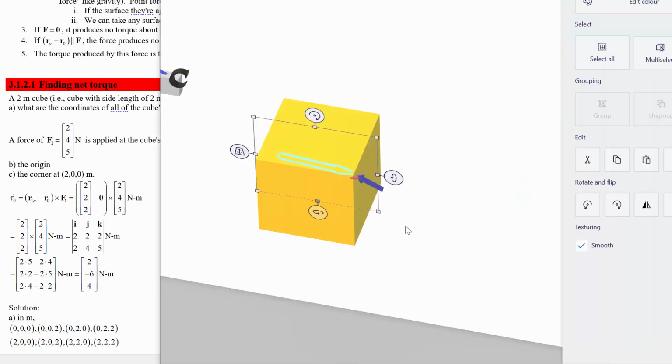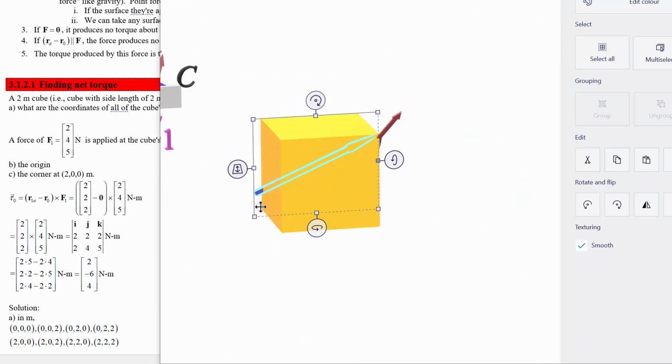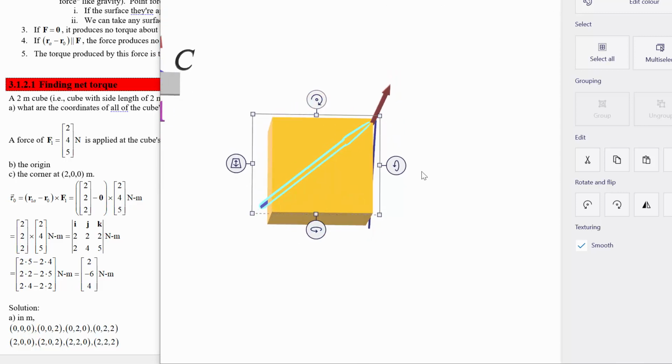And I drew up a cube here to kind of have a look at this. So let's imagine this back here is the origin on the bottom corner of the cube there, so like that corner.